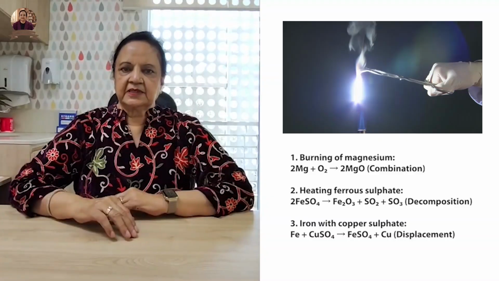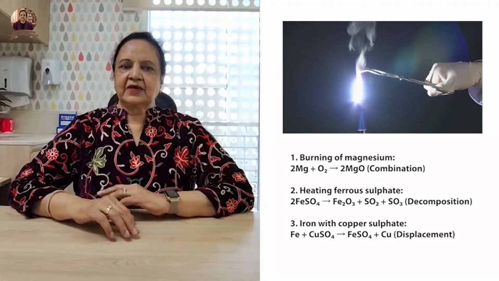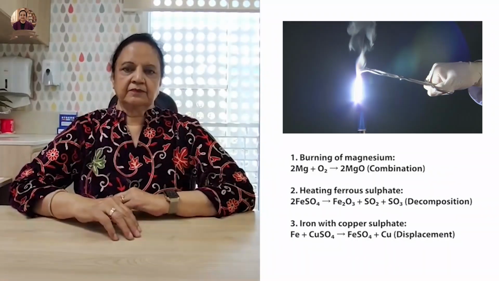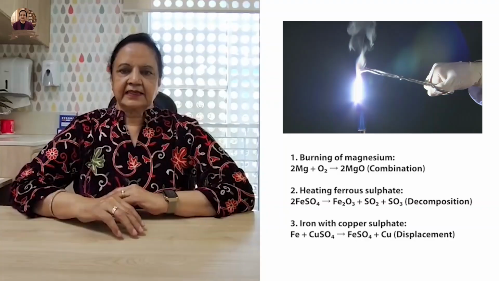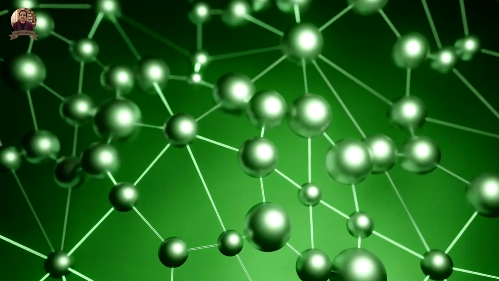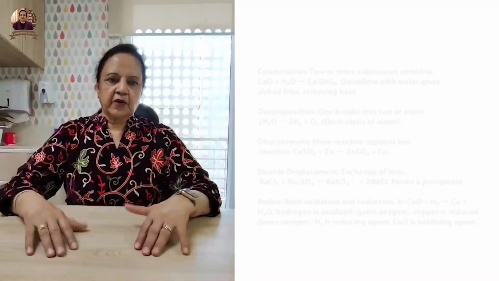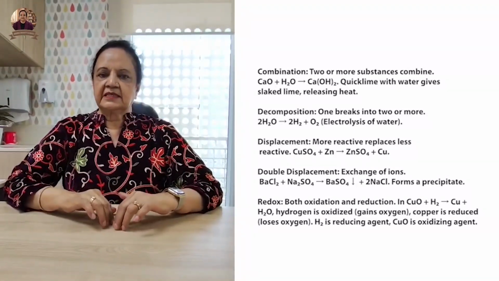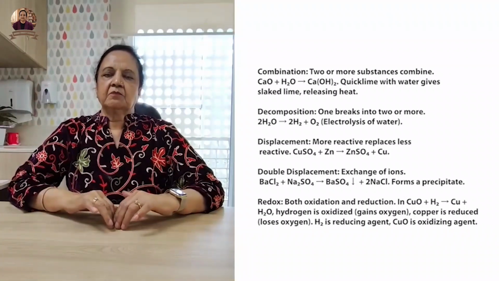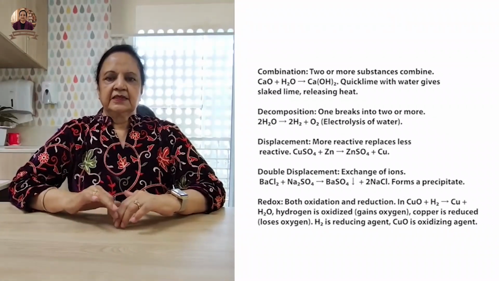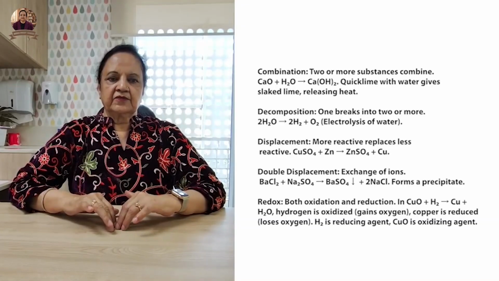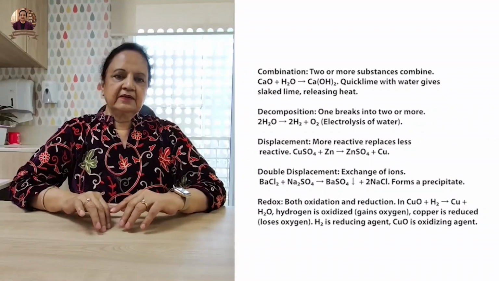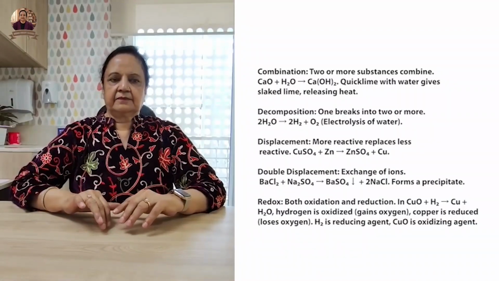Note the observations. Magnesium burns with dazzling white light. Ferrous sulfate color changes from green to brown. In case of an iron nail, it gets a brown coating of copper. Let's clarify each type of reaction. First is combination, when 2 or more substances combine together to form a single compound. CaO plus H2O forms Ca(OH)2. Quicklime with water gives slaked lime, releasing heat.